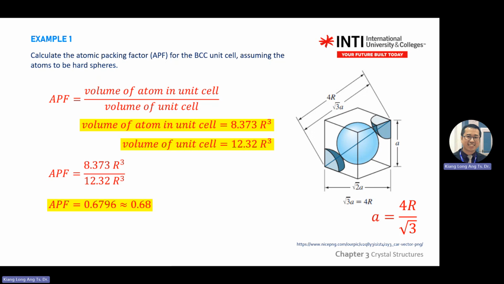4 divided by square root of 3, how much is that? 1 point something, is it? 4 point something. Okay. But remember this one, this will help you a bit.